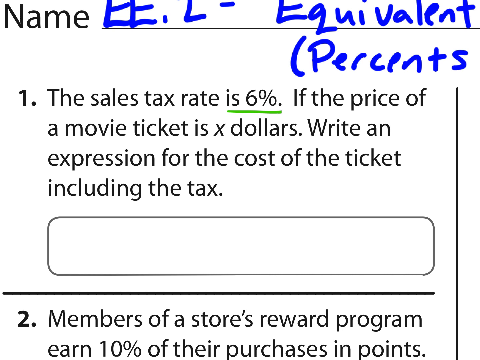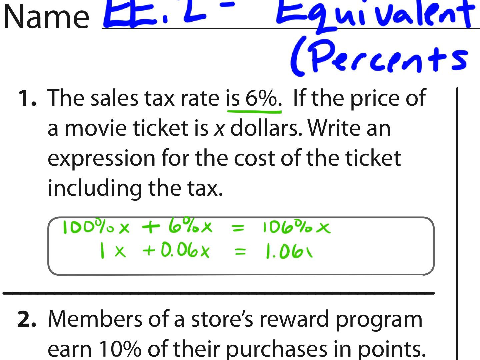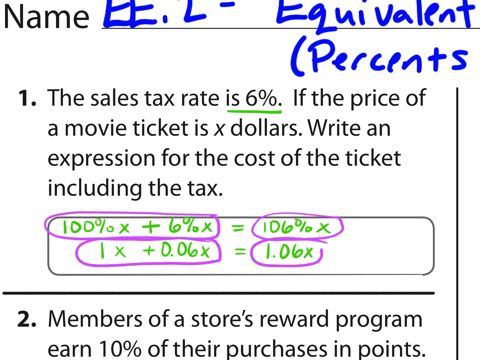So we have to think for a minute. If we have all of the movie ticket cost, 100% of X, and we have a sales tax of 6%, we're going to add 6% of X. We could get equivalent expressions several different ways. We could write that as 106% of X. We could write this as 100% of X is 1X, plus 6% of X is 0.06X, which equals 1.06X. All of these are equivalent expressions. They all mean the same thing.